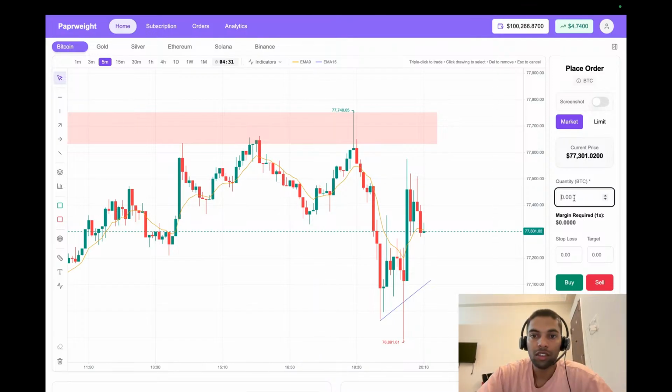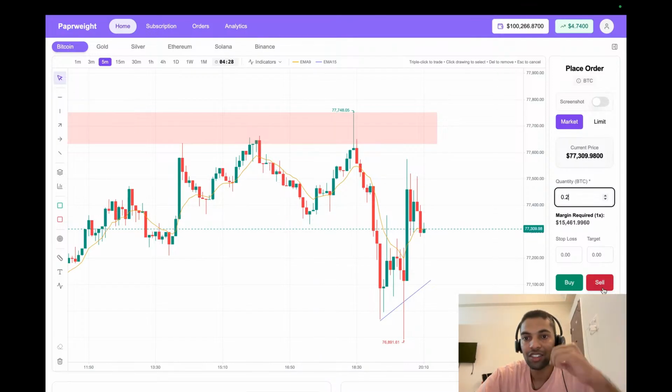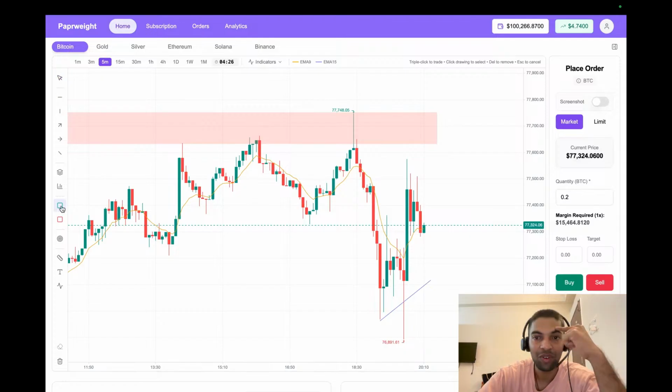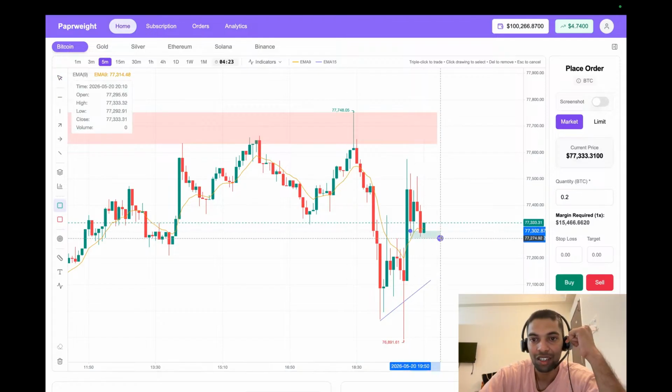Guys, the chances that the market can fall are extremely high, but at the same time we have to see how this zone is going to work.